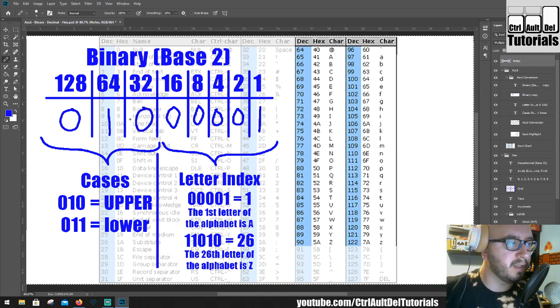Okay, if that's 0, 1, 0, that's going to be an uppercase letter. Notice 32 is the difference here. If I have 0, 1, 1, that's a lowercase. The difference being 32. Okay, 65 and 97. That's a difference of 32. So these first 5 bits on the right are going to be the letter index.